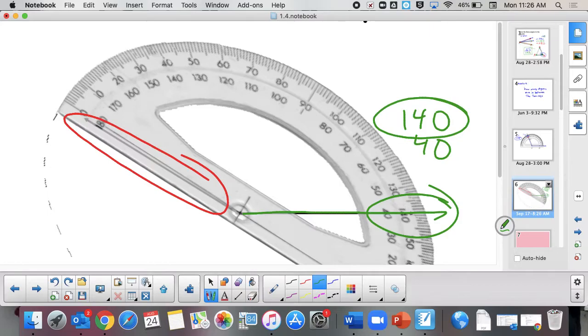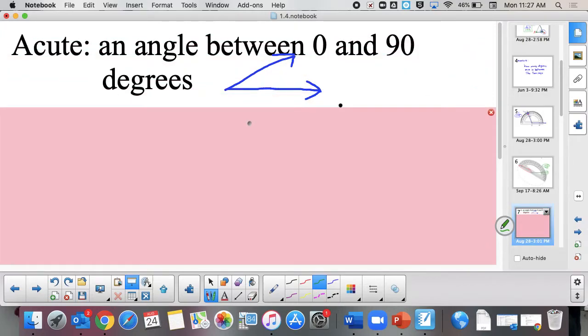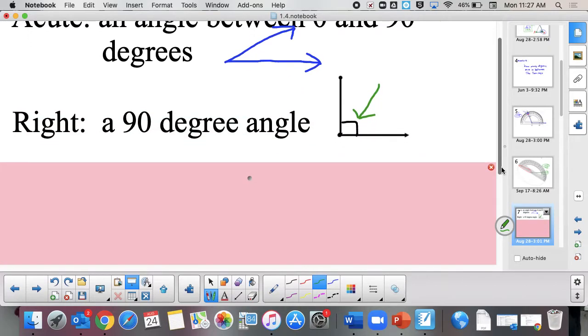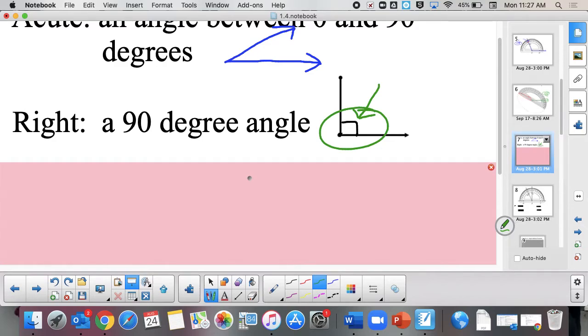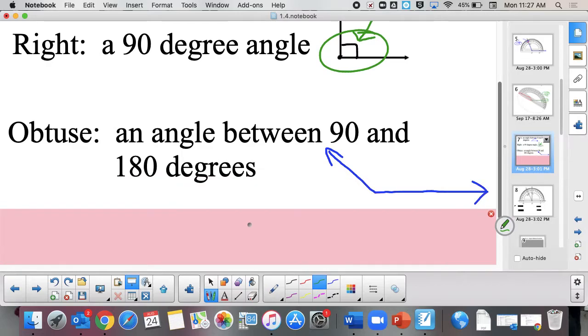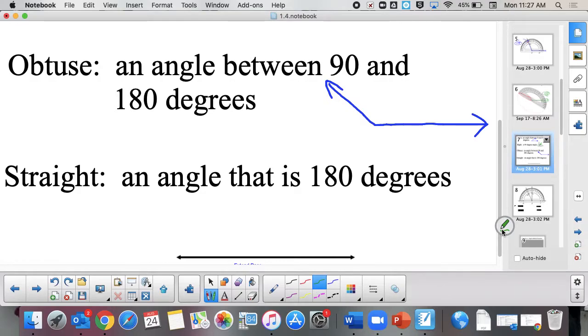Now, these measurements, there are 4 types that you need to worry about. There is an acute angle, which is between 0 and 90. There is a right angle, which is a 90-degree angle. A 90-degree angle must be marked. That is what you are looking at right there with that little box. It is telling you that that angle is 90 degrees. Once you get bigger than 90, we are looking at an obtuse angle, an angle that is in between 90 and 180. And finally, as we talked about in the opener, you have a straight angle. A straight angle is 180 degrees.